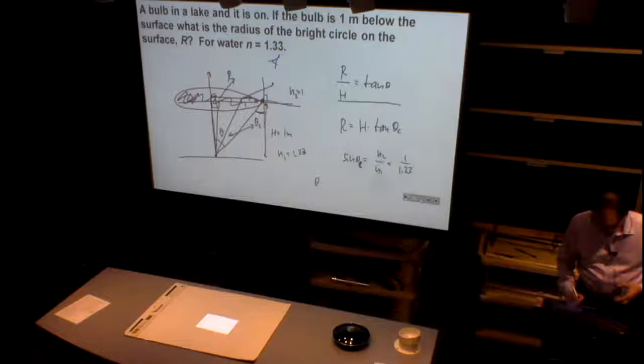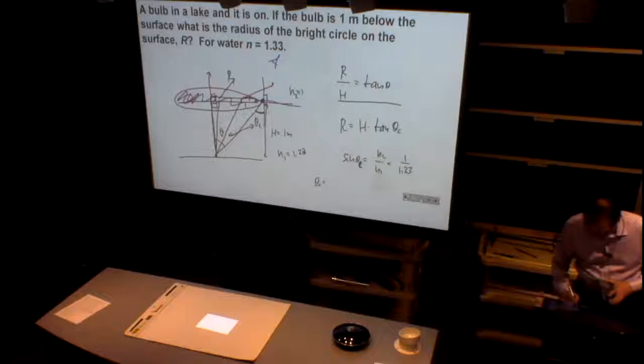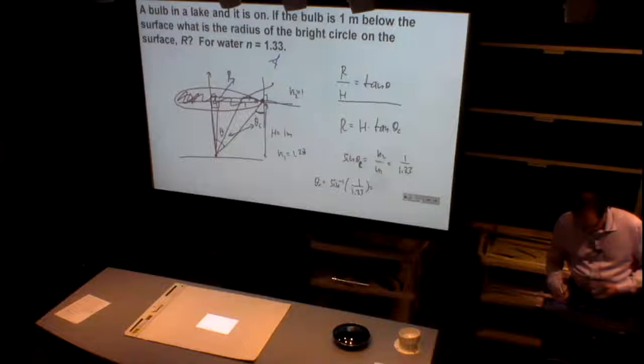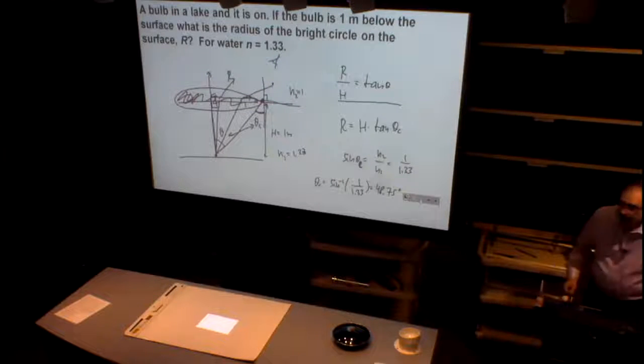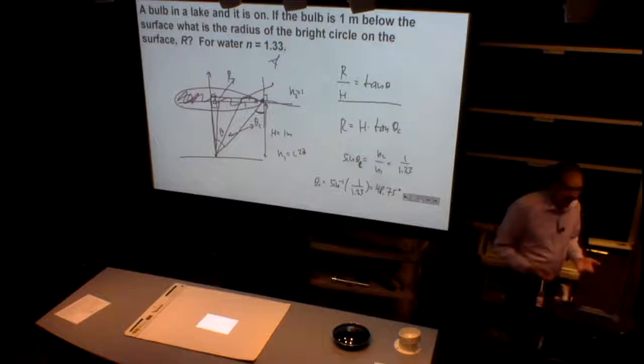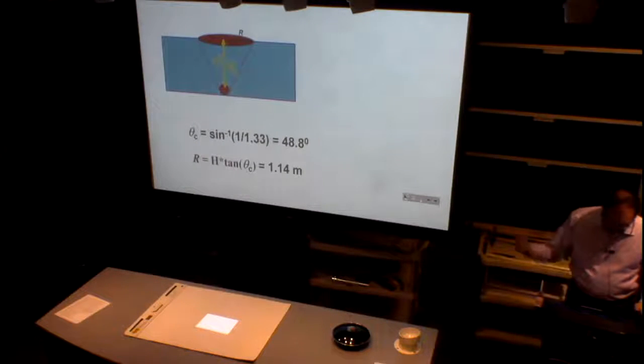Well, we can calculate it once. This is a critical angle for regular water. So that should be the inverse sine of 1 over 1.33. And that is inverse sine 1 over 1.33 equals about 48.8 degrees, well, 0.75 degrees. That's it. So in this problem, we've used much more geometry than physics. So that's the answer.